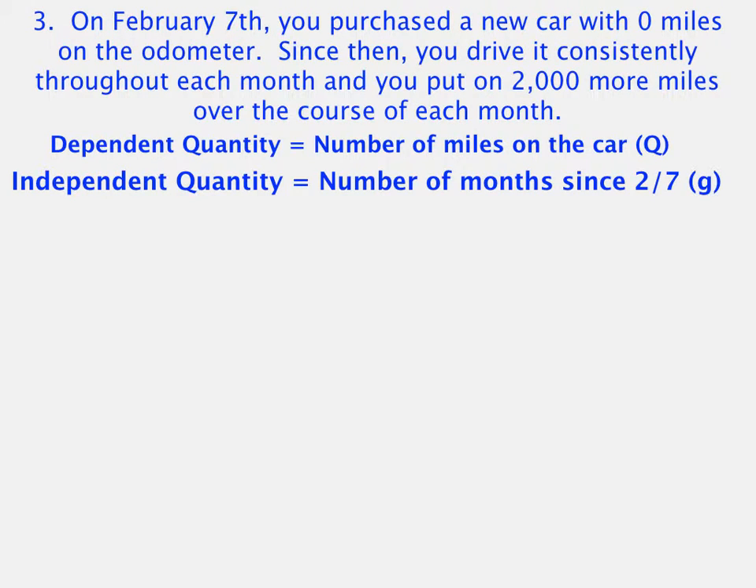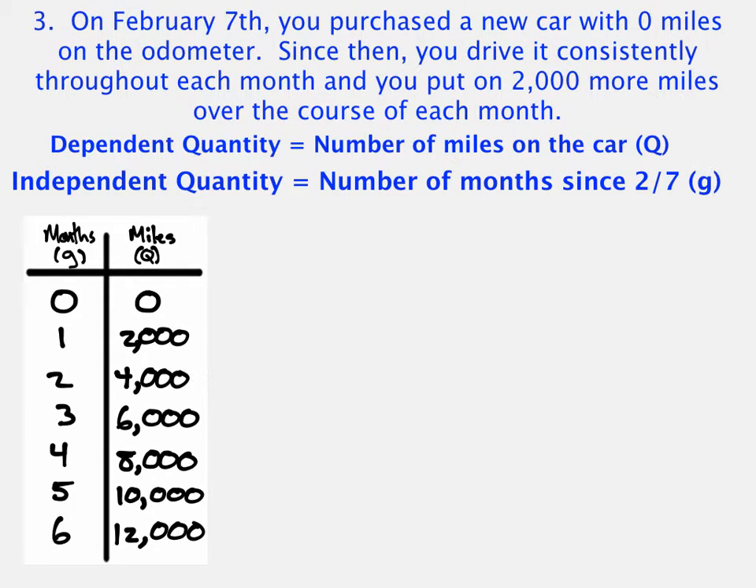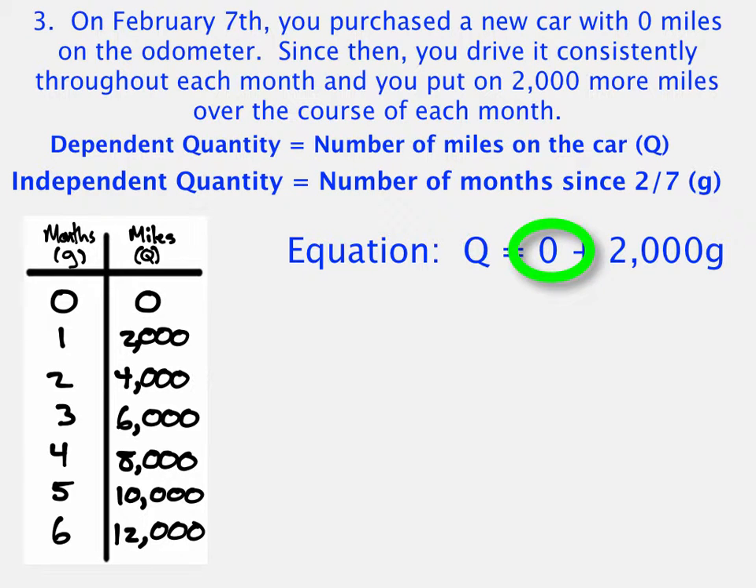In this case, our dependent quantity is going to be how many miles are on the car, and let's give that a random variable. How about Q? And our independent quantity is going to be the number of months since February 7th, and we'll give that another random variable. Let's call it G. Here's a table of values to describe that relationship, and in this case, the equation would be Q equals 0 plus 2,000 times G. 0 being how many miles the car started with, and 2,000 being how many additional miles get put on the car every month.